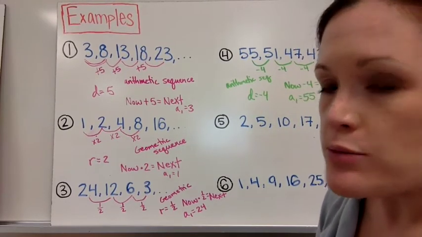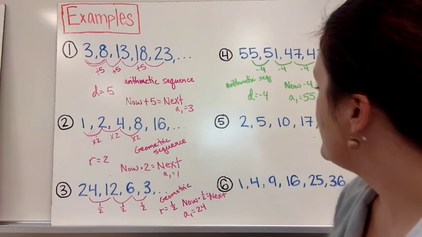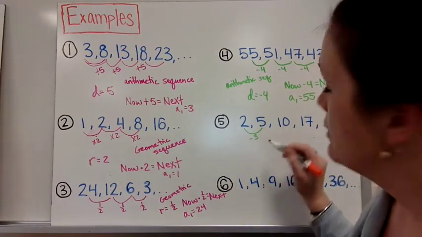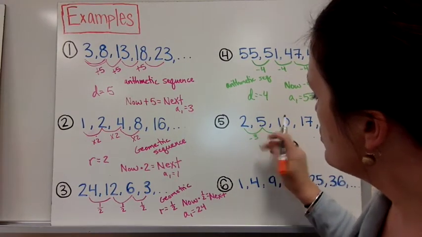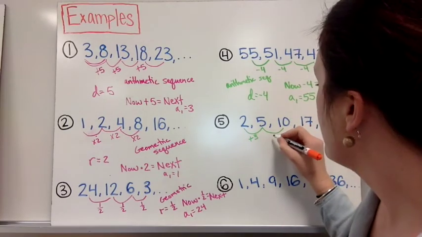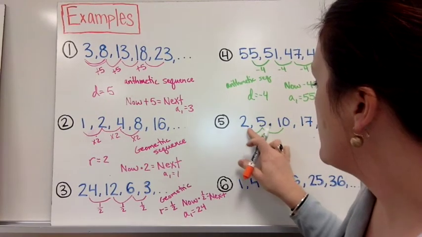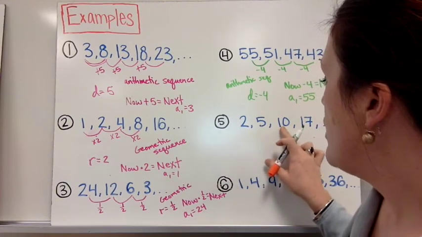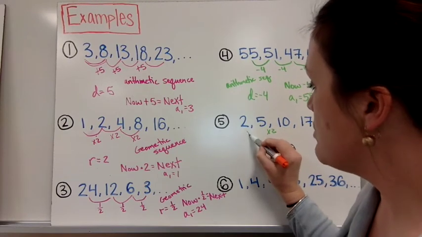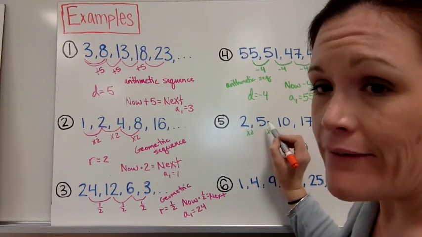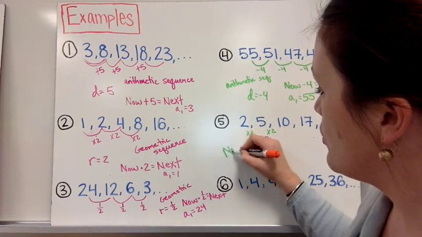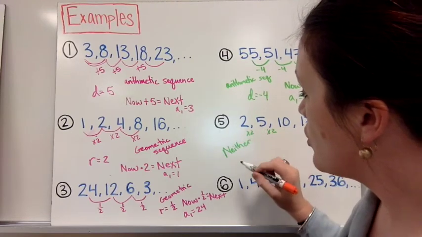All right, so 2 more examples. We have 2, 5, 10, and 17. So 2 to 5, we could add 3. Can we add 3 to go from 5 to 10? No. So let's look at it again. How about to go from 5 to 10, we could multiply by 2. But can we multiply 2 times 2 to get 5? No. So this one is not working either way. So it's neither arithmetic nor geometric.